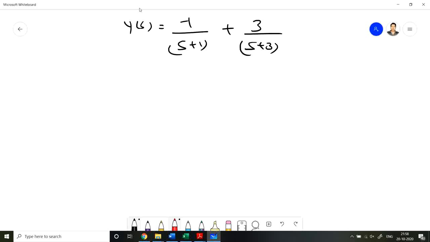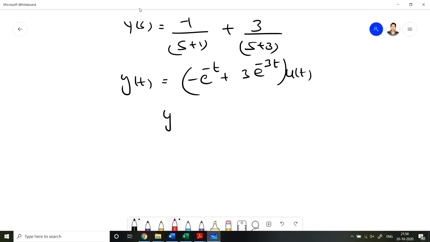Now we need to find yt. So how to get yt? yt is nothing but minus e raised to the power minus t plus 3 e raised to the power minus 3t into ut. So this is yt, and this is our response.